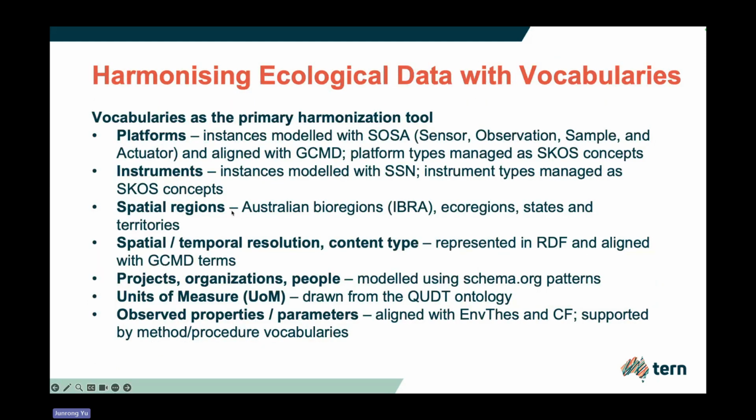So what kind of vocabularies do we have? Firstly, we have the platforms. Platforms are where the data is collected from, and also where different teams are working on the same stuff. For example, some platforms are fixed, like flux towers. Some platforms are mobile, like the Earth observation satellites. And how we manage these platforms, we follow the SOSA standards, and also we pull some GCMD platforms from RVA, Research Vocabularies Australia, and we keep updating to international standards.